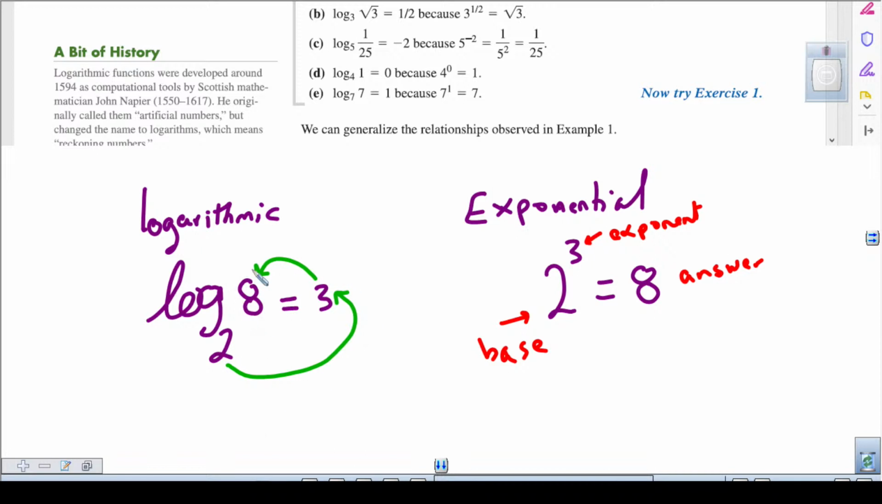And you do this counterclockwise, this loop here. 2 is the base. Don't forget, 2 is the base. That didn't change. 3 is the exponent. It gives you the answer, which is right next to the log, because log hugs the answer. Log hugs the answer. Did you get that? Give me a yes if you're doing good.